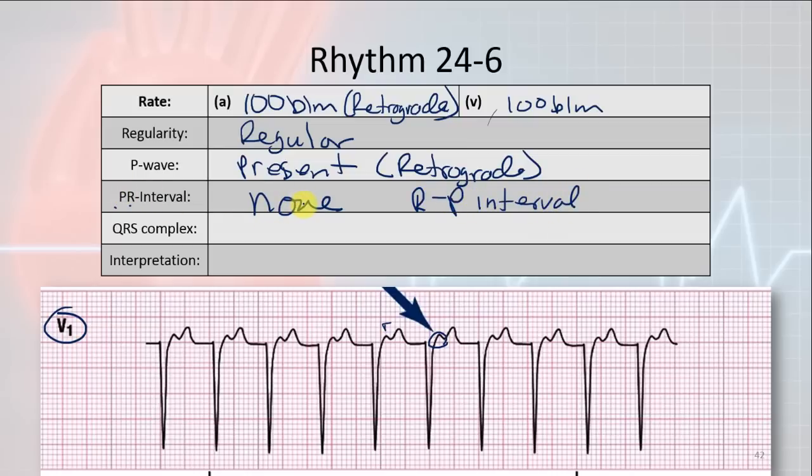So we still do not have a PR interval. We have an RP interval. QRS complex, if we identify that as a retrograde P wave, we'll say the QRS is 0.08 second. In this case, because it's over 100 beats a minute, we would still call this a junctional tachycardia.